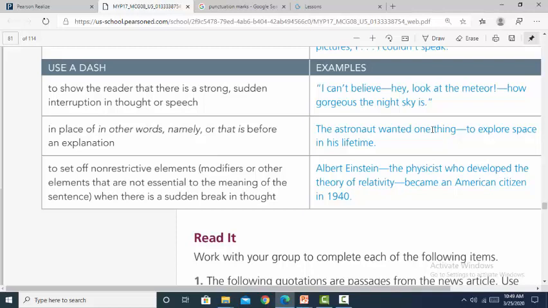So the essential information is: Albert Einstein became an American citizen in 1940. This is the single most important information. But if you add more information that is not so important, like this one, the physicist who developed the theory of relativity, you can use the dashes to tell the reader that we don't care about that. We only give this as additional, extra information.